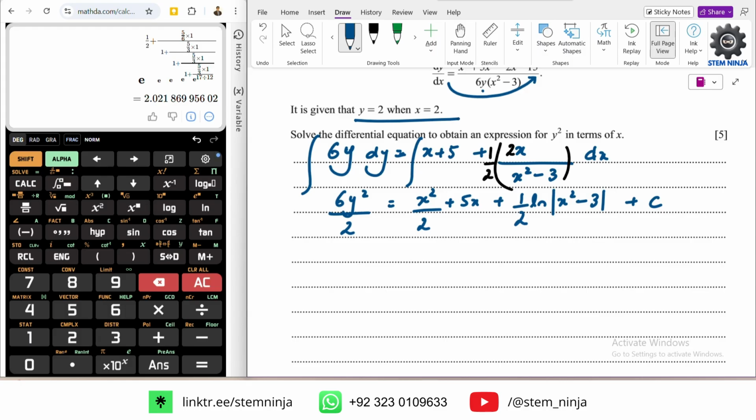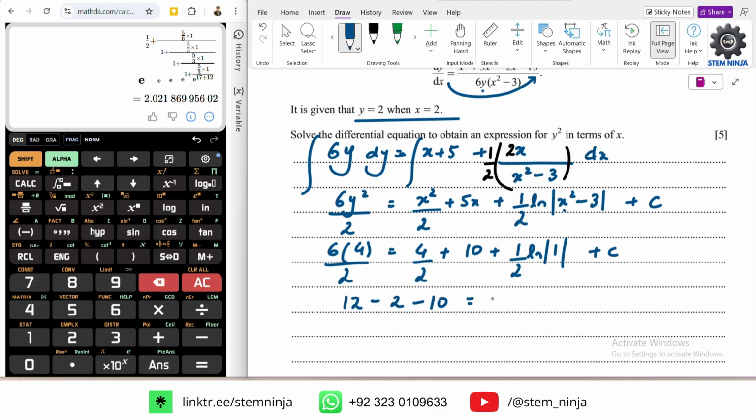It is given that y is equal to 2 when x is equal to 2. So 6 times 4 over 2, equals 4 over 2 plus 5 times 2, 10, plus half, and then 4 minus 3, this is 1, so ln 1 would turn out to be 0. So 12 minus 2 minus 10. This is c, which is going to be c equals 0.